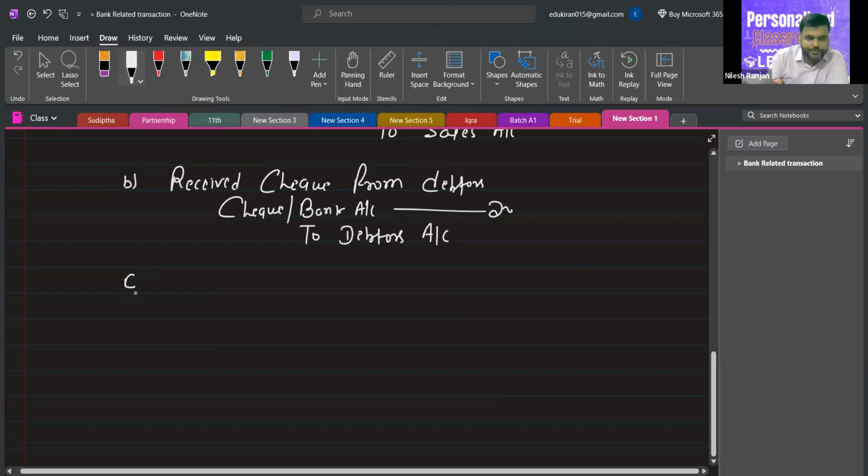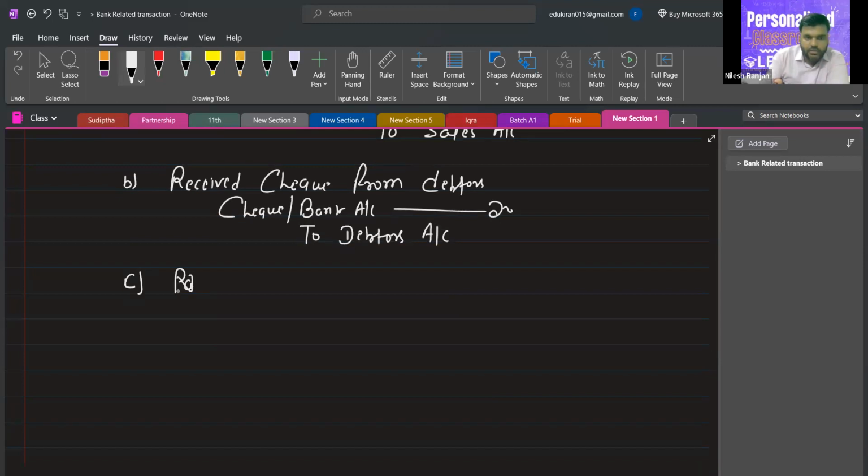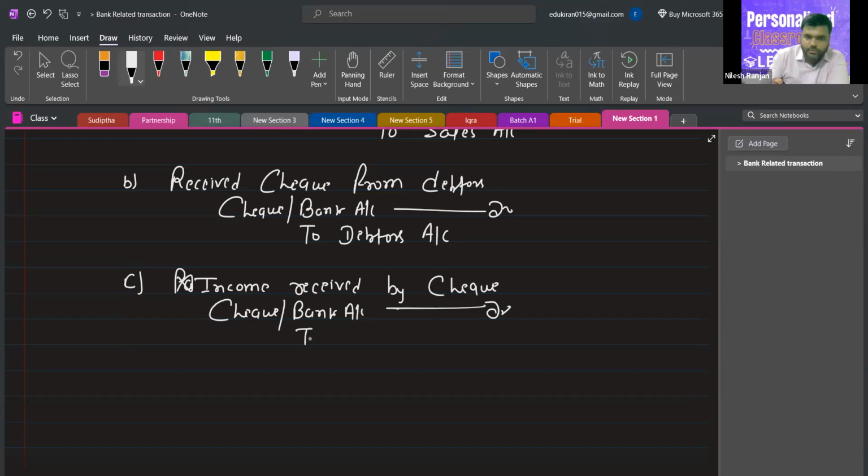And the third, income received by check. So check or bank account debit to income account. Maybe it's a commission or rent received or any other thing. So you will write check account debit or bank account debit to income account.